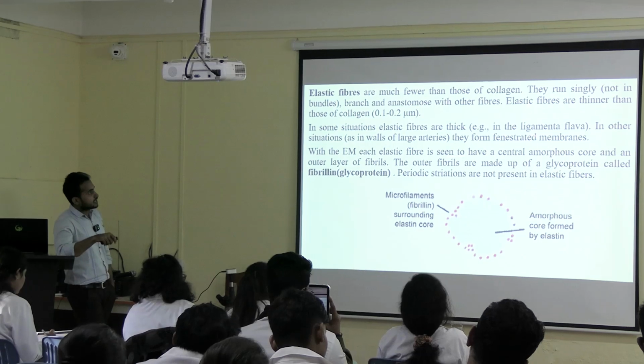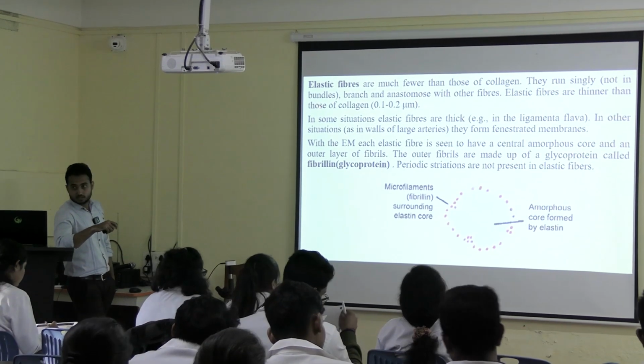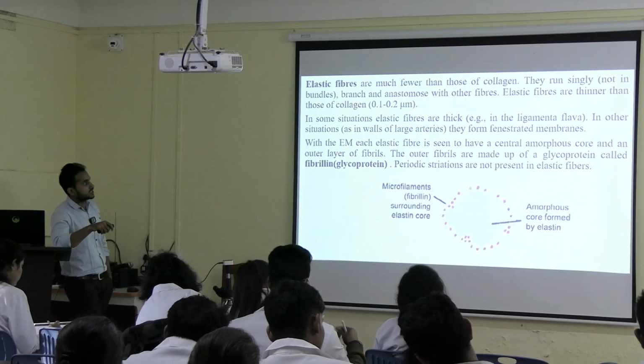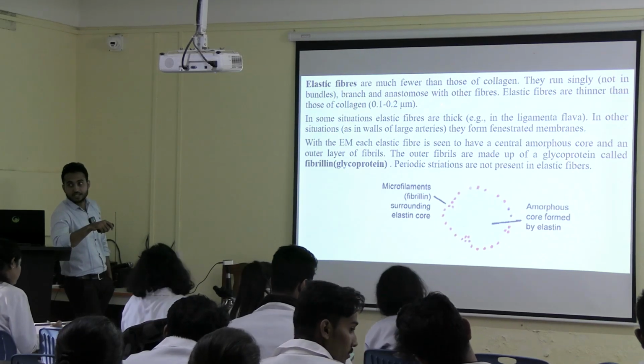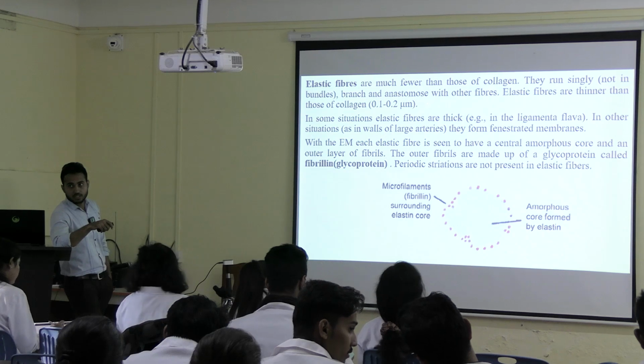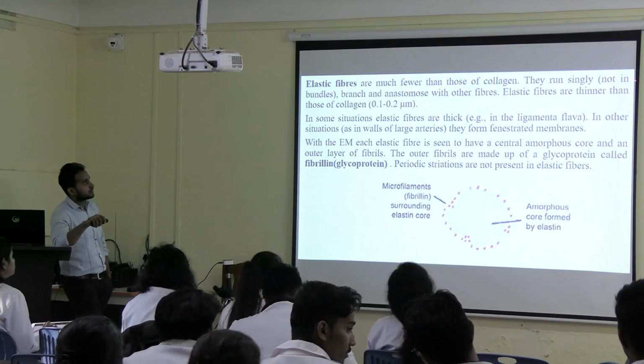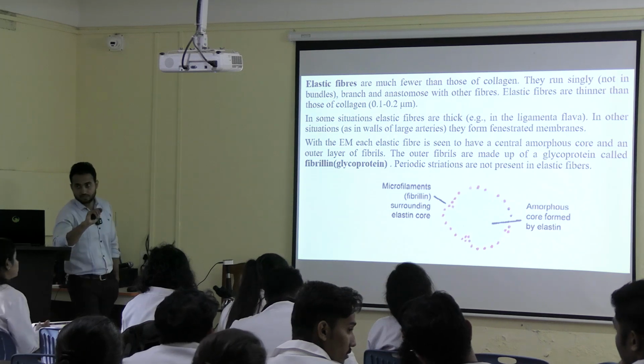As you can see, elastic fibers will run singly, not in bundles, as I already mentioned. Then they will branch and anastomose with other fibers. So branching and anastomosing is there. An individual fiber will branch and anastomose with the other fibers. Elastic fibers are thinner than those of the collagen fibers.